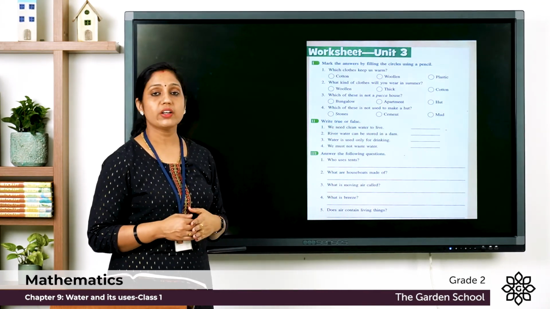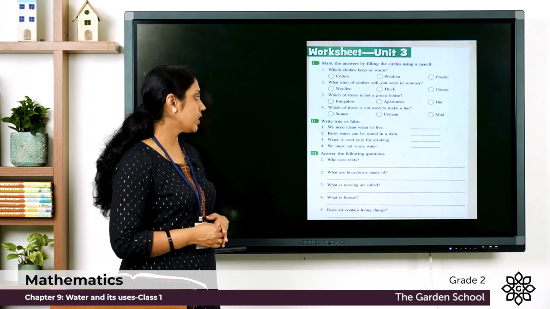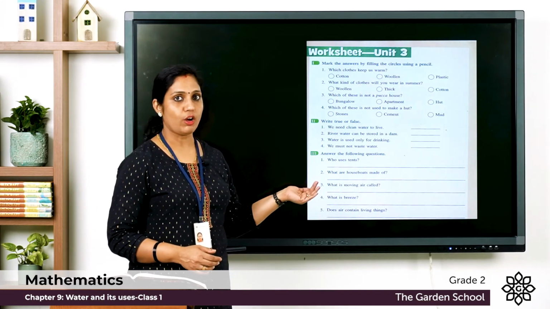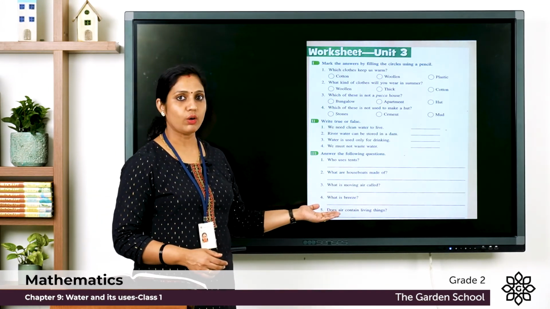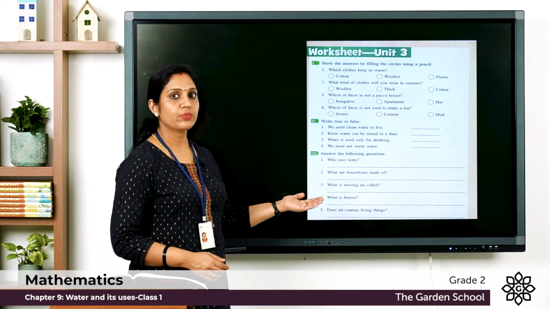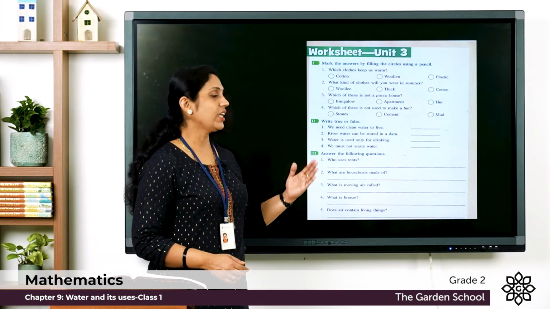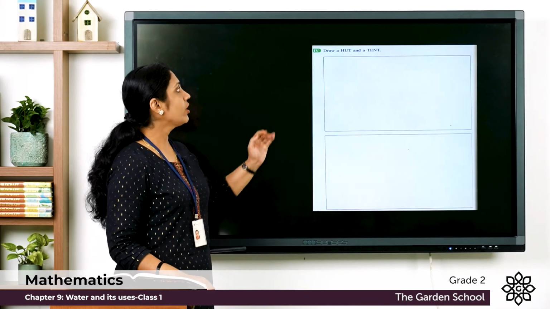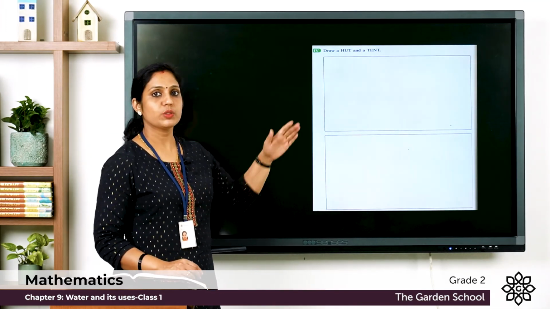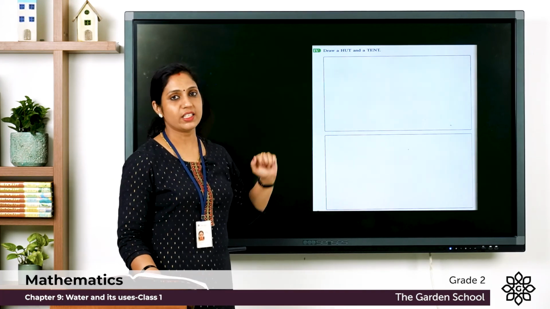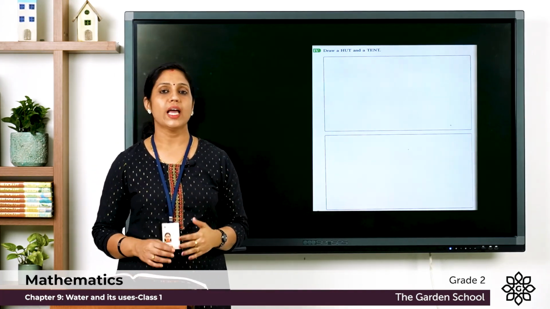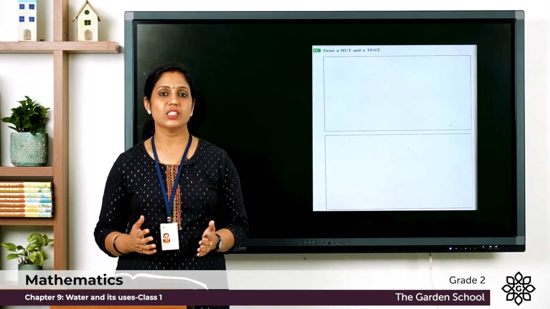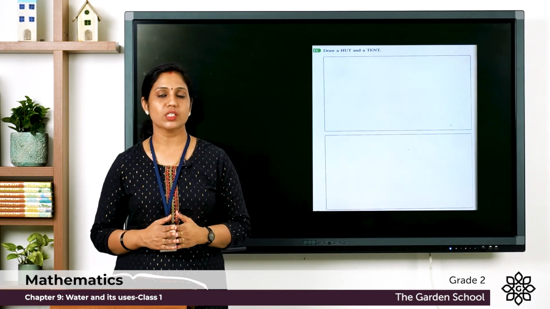Let's move on to our third question. Answer the following questions. Who uses tents? Second one, what are houseboats made of? Third, what is moving air called? And the fourth one, what is breeze? Fifth, does air contain living things? So you can answer these questions. Moving on to the next page, you have to draw a hut and a tent in the space provided. These worksheets are for you to do and consider this as a test paper. Fill the worksheets and upload it in Teams. So with this, we finish our chapter, water and its uses and the worksheets.